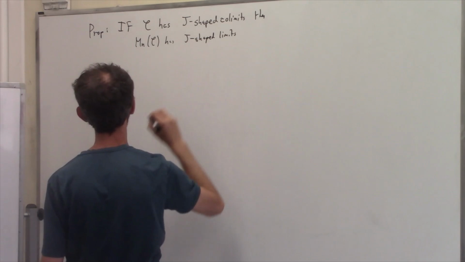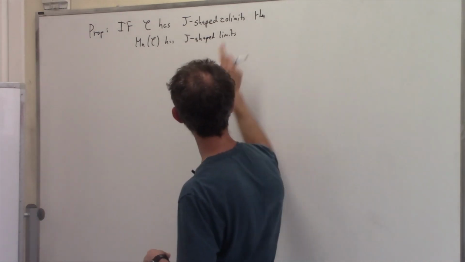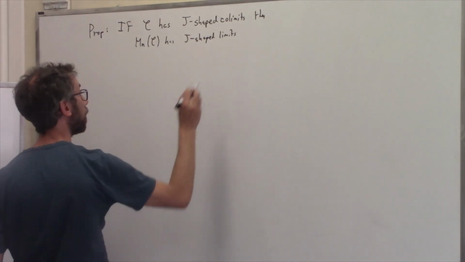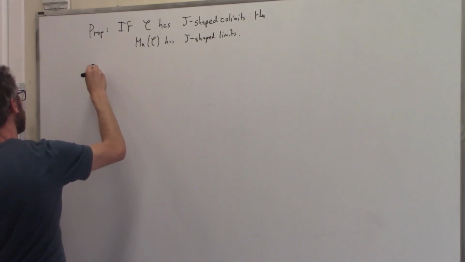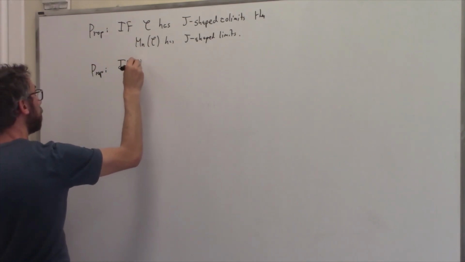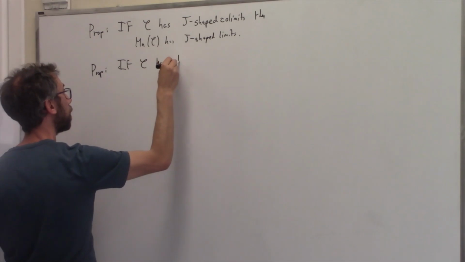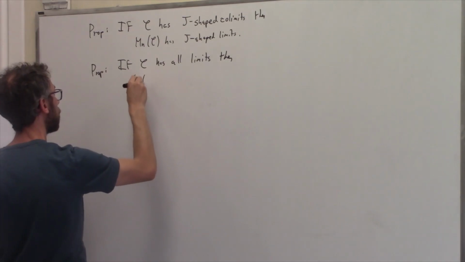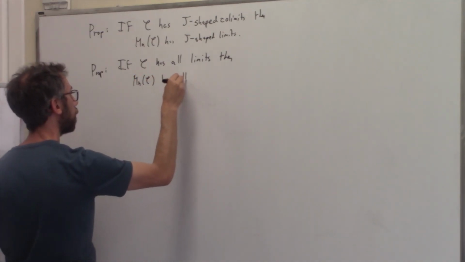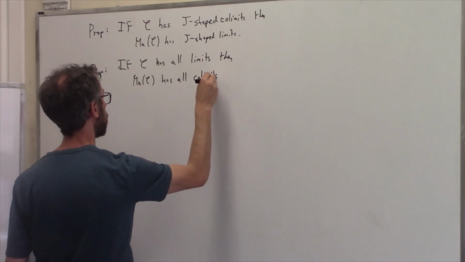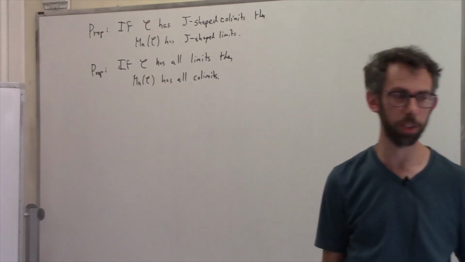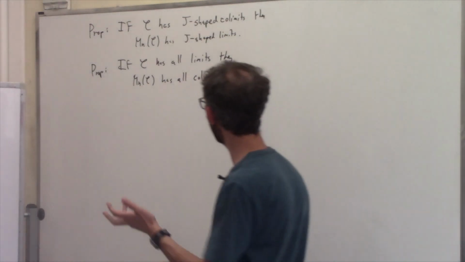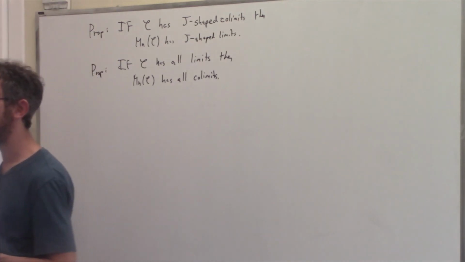So if you have connected limits or connected colimits or coproducts or filtered colimits or whatever, you get that same exact kind of limit in Menu C. The other case is not as good, but if C has all limits, then Menu of C has all colimits. And this is the sort of thing I just want to do a bunch of right now. Like if C has blah, then Menu of C has blah. Something might co, but other than that, it's going to have the same structure.